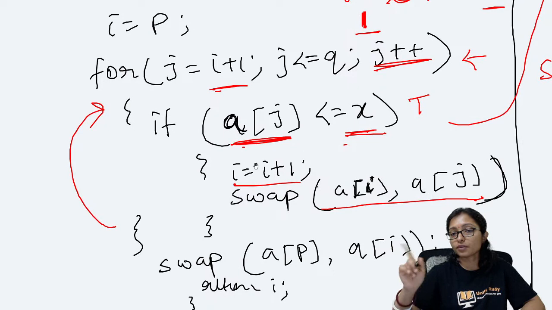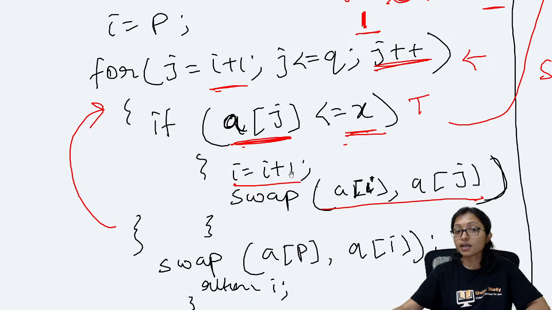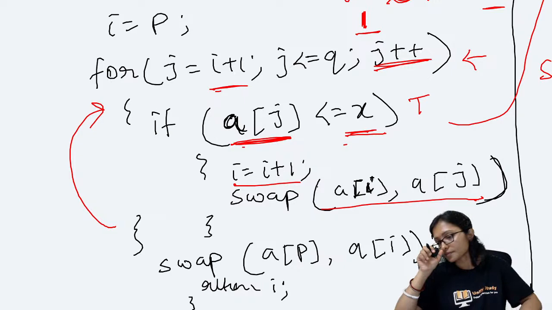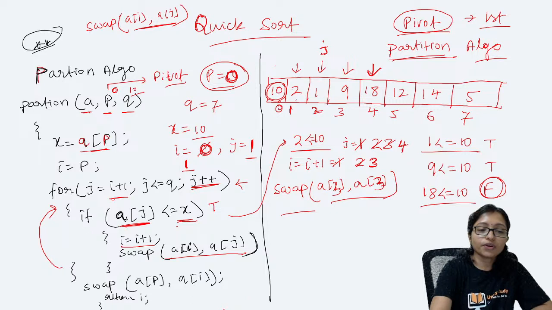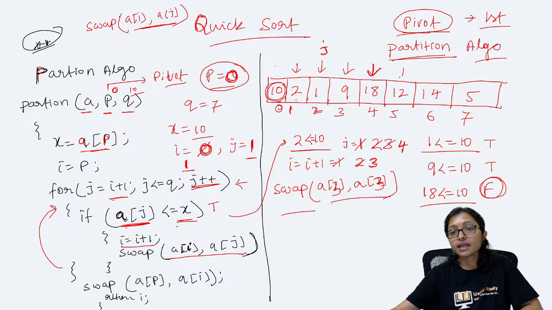Swapping will not be done. This if condition will not execute, right? As it is false, it will not execute this if condition. i value will not be updated, j value will be updated here. Here is the ultimate game. i value is not updating, j value is updating to 5. i's last value is 3 only.